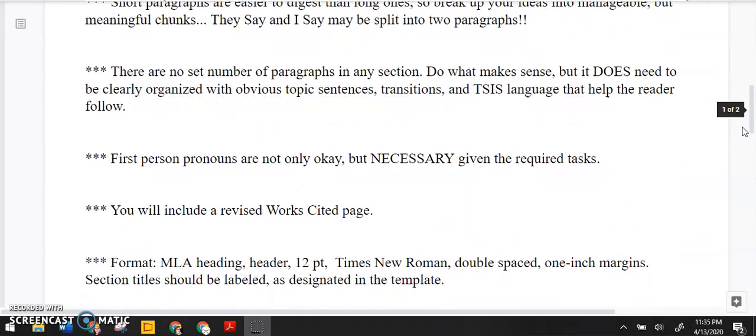First person pronouns are not only okay, but necessary, given the required tasks. We're going to draft a works cited page early in the process, and then your final draft will include a revised works cited page. You're going to be doing this in typical MLA formatting: the heading, the header, the font, the spaces, the inches, the section titles. I'll give you a template and all that jazz.